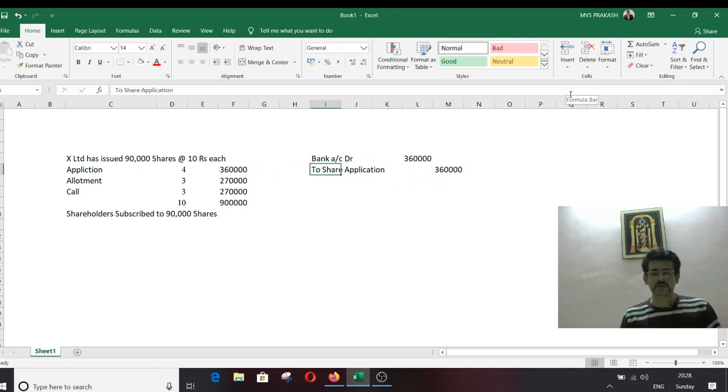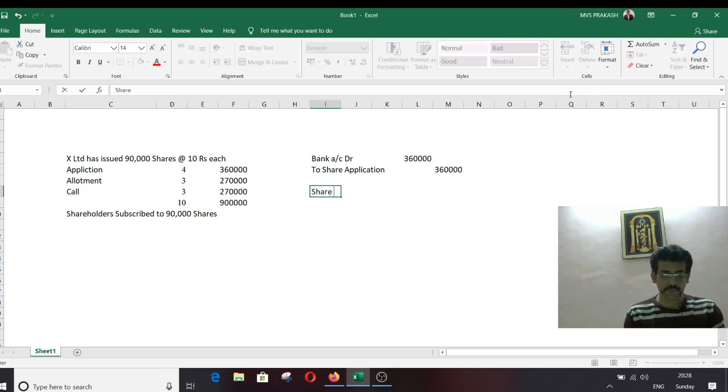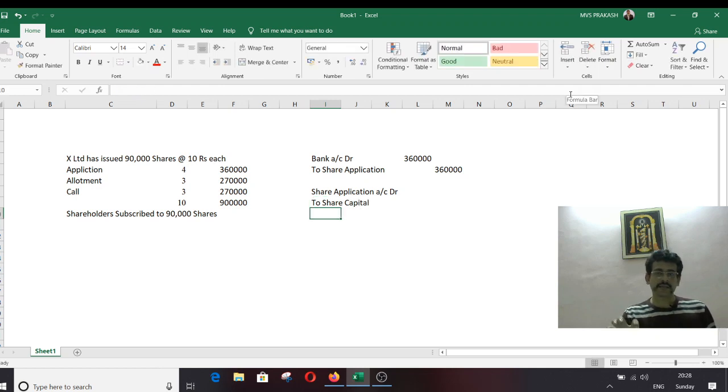Share capital. So I need to remove this from my application account. I need to put that in a separate account called my share capital account. So from share application account, I will transfer the money to my share capital. Share capital being a liability, I need to credit my share capital. Clear? You are getting the money on account of application. That is the reason I am temporarily putting that in the application account.